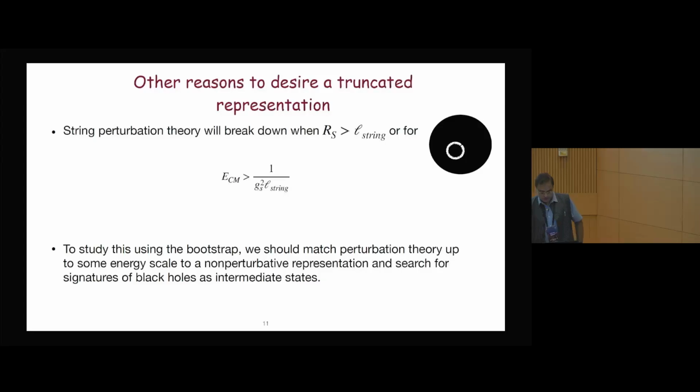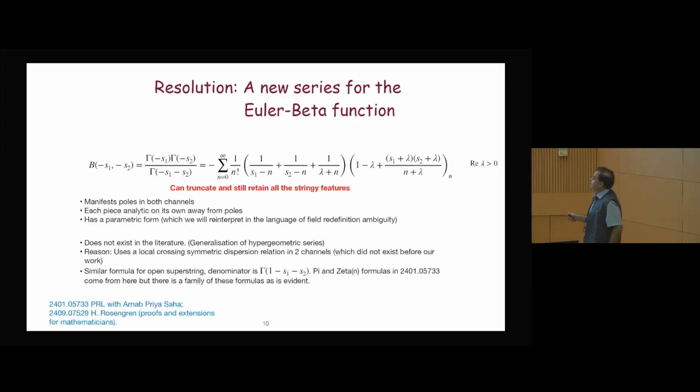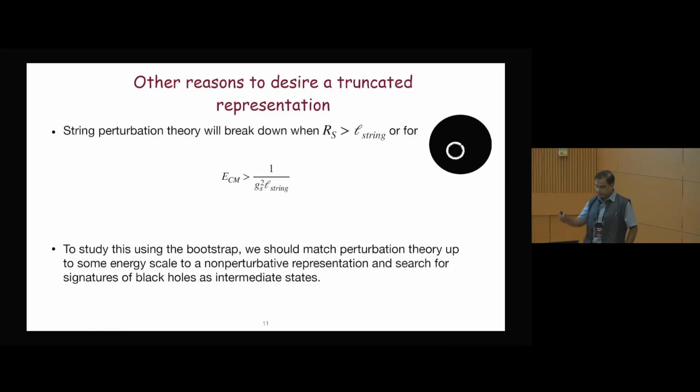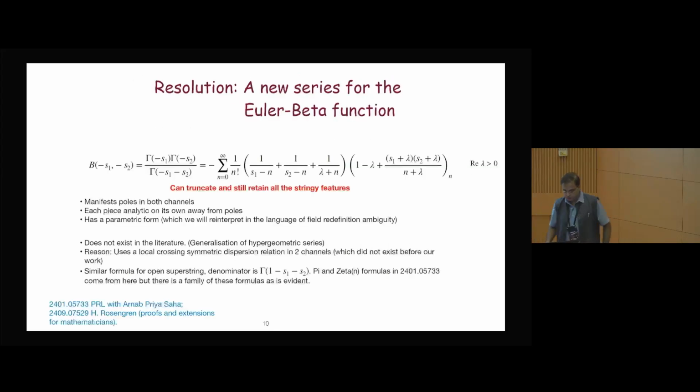So what are some of the other reasons? There's another point that I forgot to emphasize, which is that you can truncate this series. For example, suppose you took only 10 terms, then all the stringy features that you expect from the string theory amplitude are visible in this representation. In particular, you'll see the Regge behavior, and you'll also see the exponential softness, because this series actually converges for any value of S1 and S2. This is another reason why you would want to have such a representation.